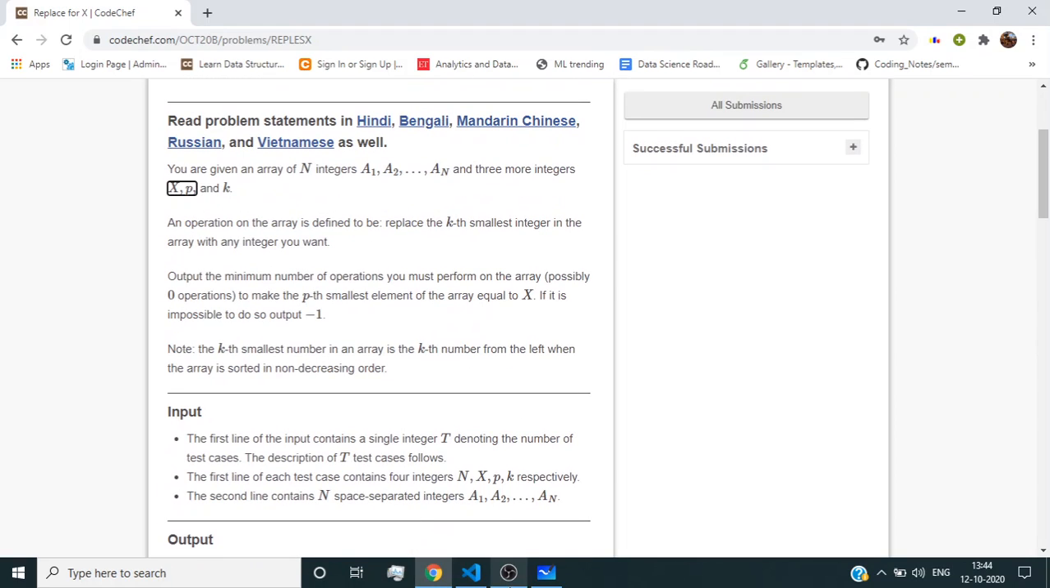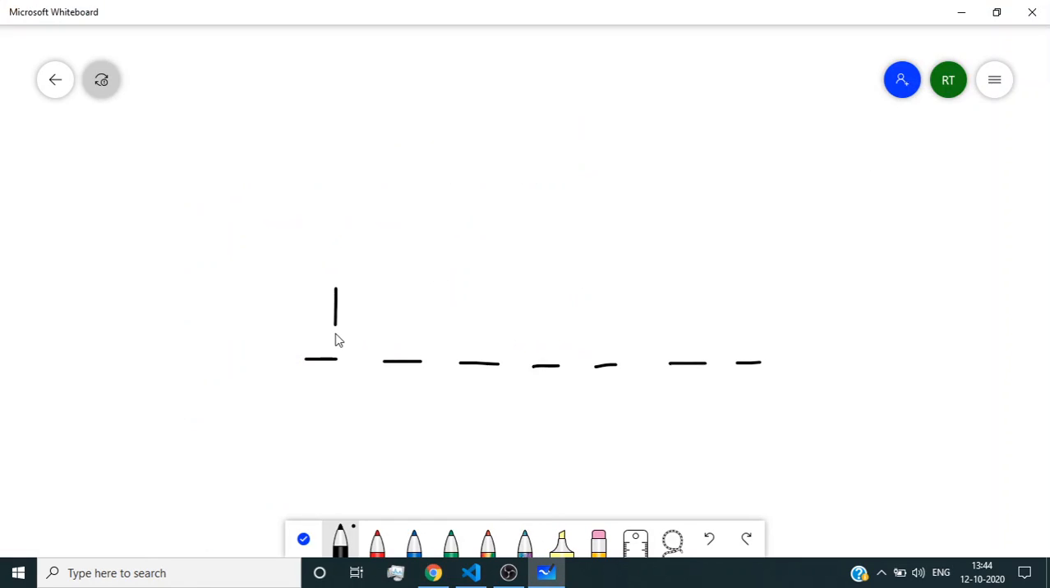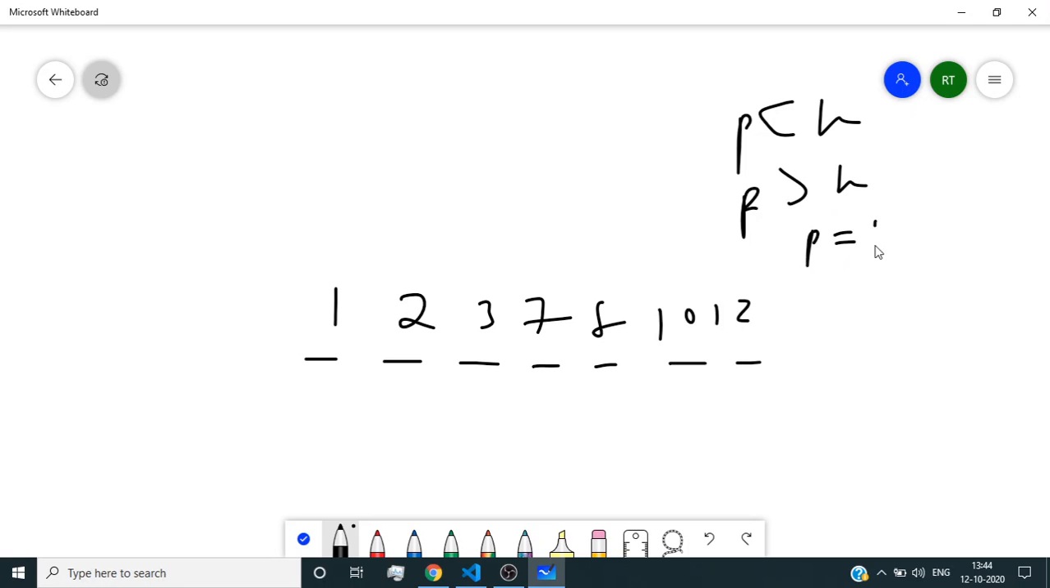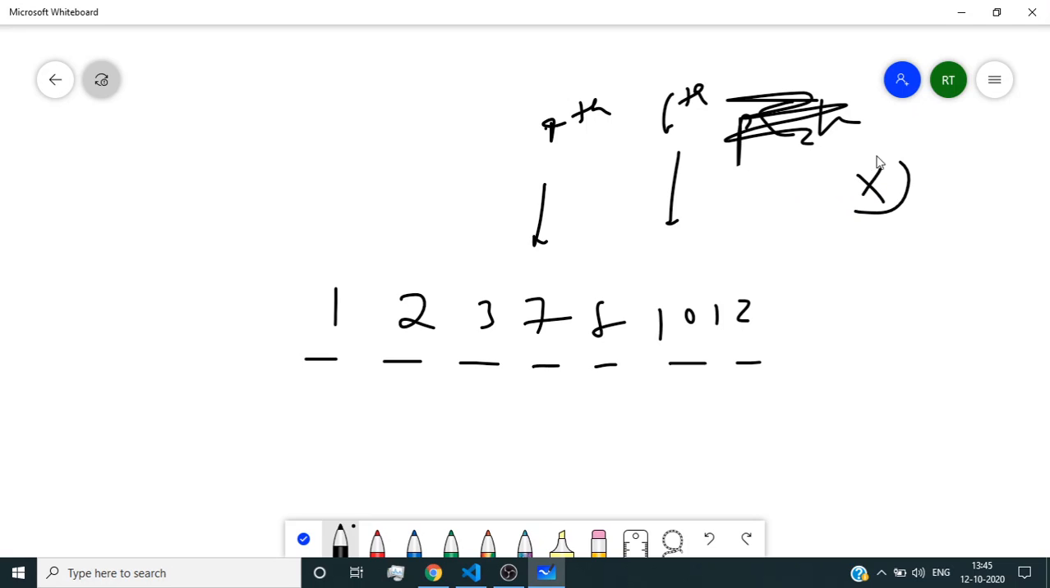Let's say we have integers like something like this. We have three conditions: either p less than k, p greater than k, or p equal to k. At first we will discuss p less than k. P is here, which is fourth, and our k is this, which is sixth, and we have some desired value. First we discuss the case in which we would not be able to achieve the desired value.